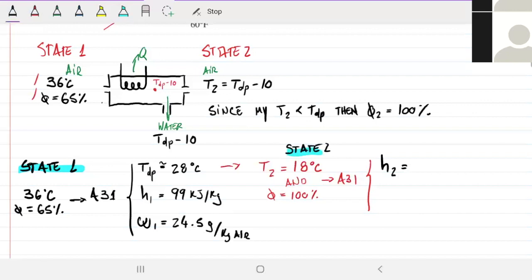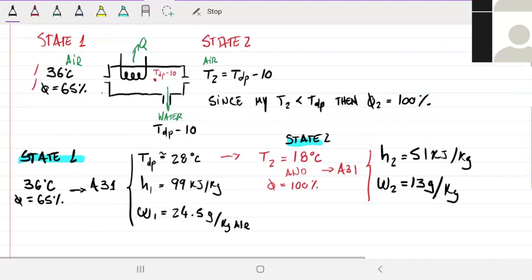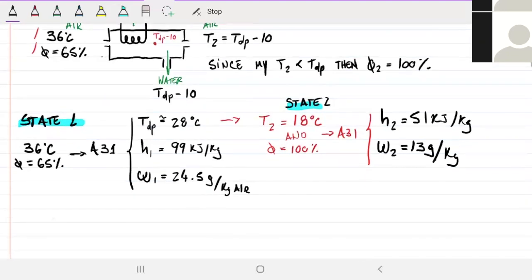H2 is 51 kilojoules per kilogram, and my omega 2 is 30 per kilogram. What else? Water is leaving, being condensed inside the AC and leaving at 18. So how can we grab properties of water? We need the enthalpy of water as a saturated liquid at 18 Celsius. That's easy enough for us, right?